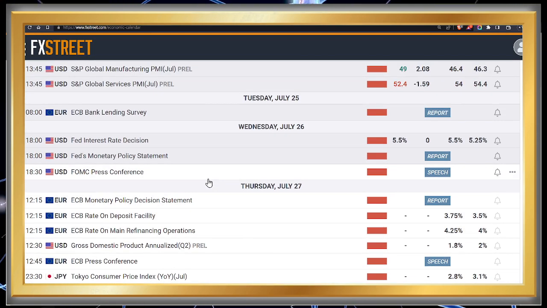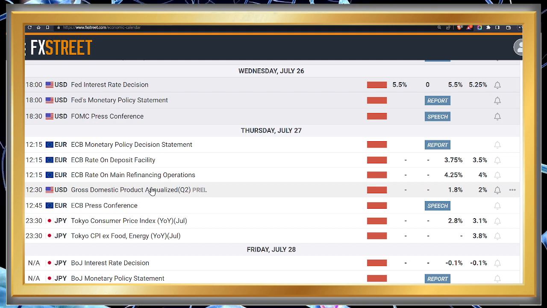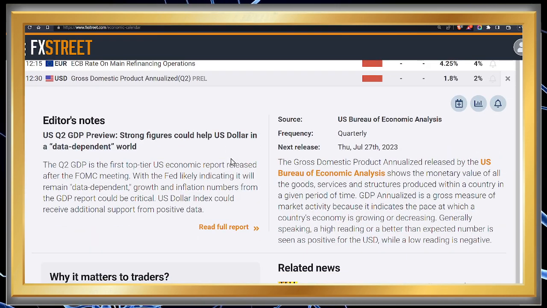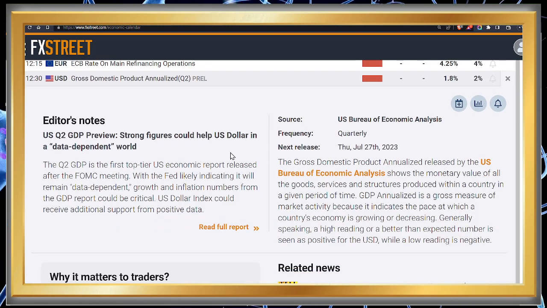So we have a couple of high impact events coming in from the US and Japanese economic docket. The first one coming in from the US docket is coming in about an hour 30 minutes from now, and that is the gross domestic product annualized for Q2. This is normally released by the US Bureau of Economic Analysis, and this data shows the monetary value of all goods and services and structures produced within the US economy during that Q2. And of course, the measure of market activities indicates the pace at which a country's economy is growing or decreasing.